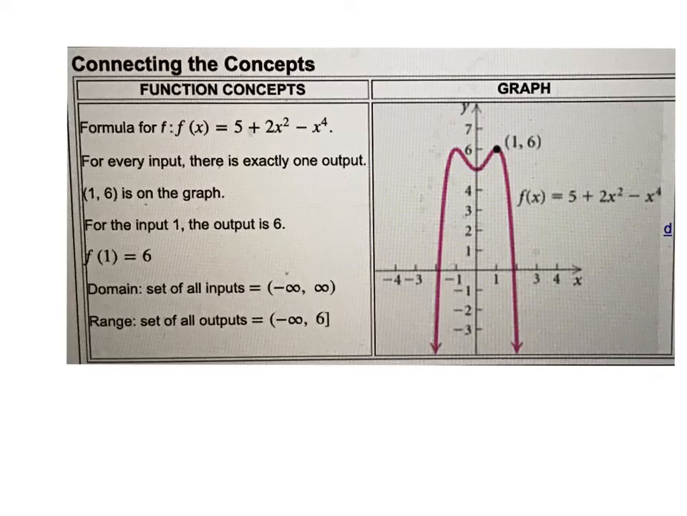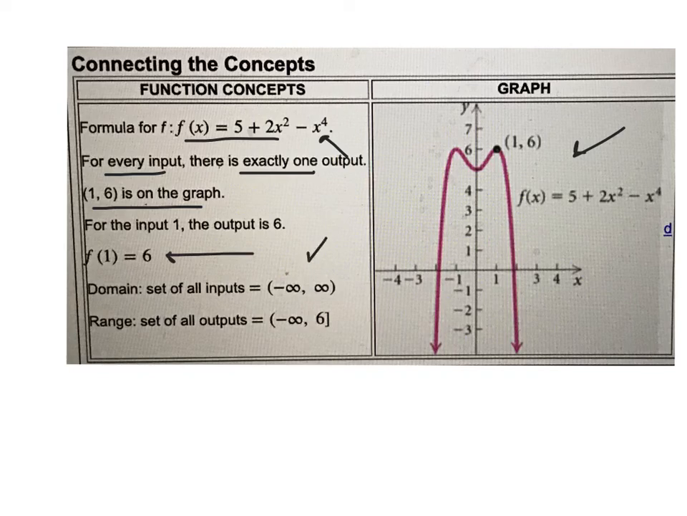Okay, last slide. This just wraps everything up. If you have a function like this one, I went and drew the graph over here. For every input, there's exactly one output. Or for every x, there's exactly one y. It passes the vertical line test. 1, 6 is on the graph. The reason 1, 6 is on the graph is because if you plug in 1 for x, you get 6. That's why it's on the graph.